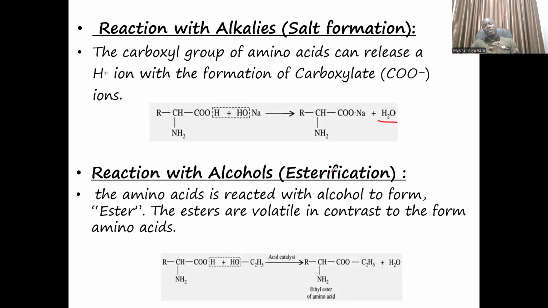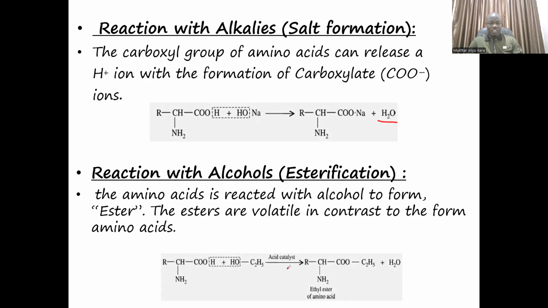So you see the first types of reaction, we talked about the decarboxylation reaction of an amino acid, and second, we also talked about the reaction of amino acid with alkali, the reaction of amino acid with hydrogen, and also now the reaction of amino acid with alcohol. So you see alcohol, like here, we have ethanol.